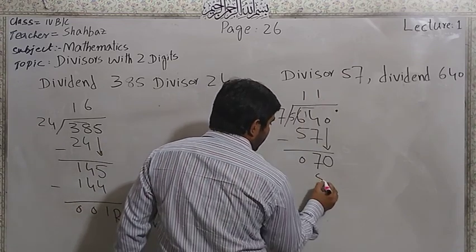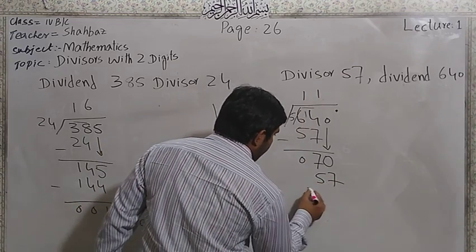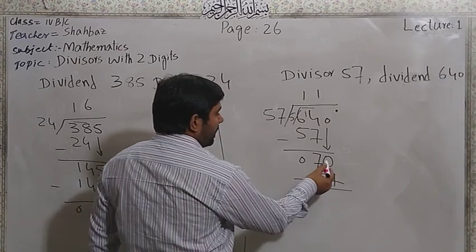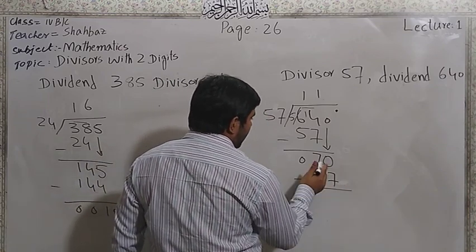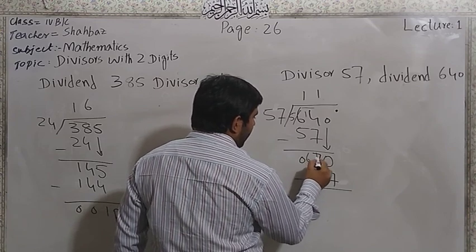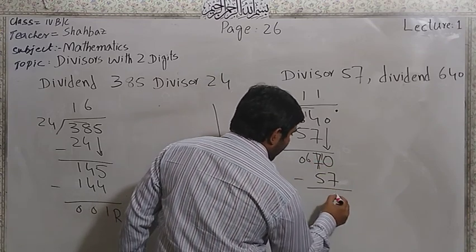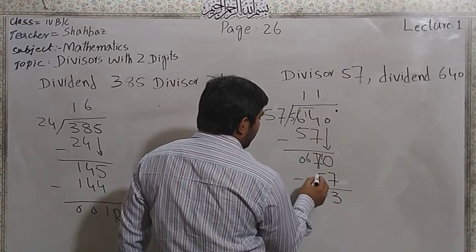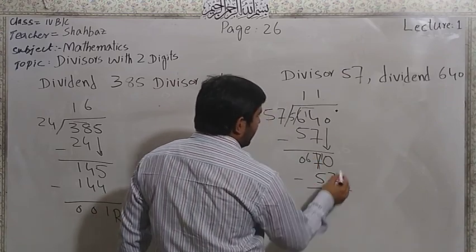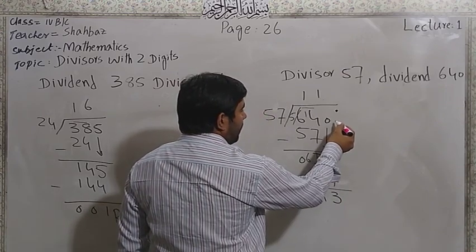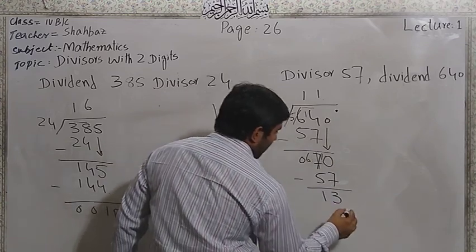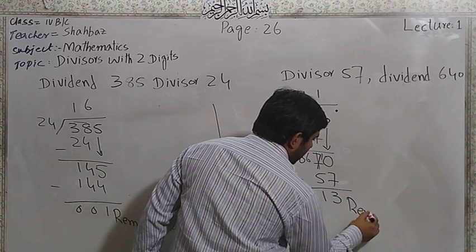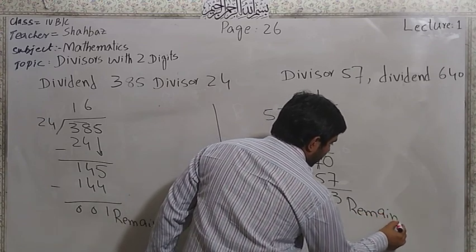Again, 57 is very near to 70. 1 times 57 is 57. Now you have to subtract. 0 minus 7 is not possible, so you will take carry from here. It will be 10. 10 minus 7 will be 3. 6 minus 5 will be 1, so 13. There is no number left. So this 13 is smaller than 57. You will say this is the remainder.